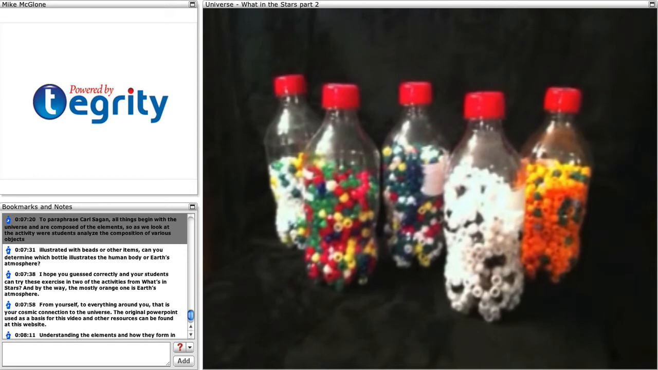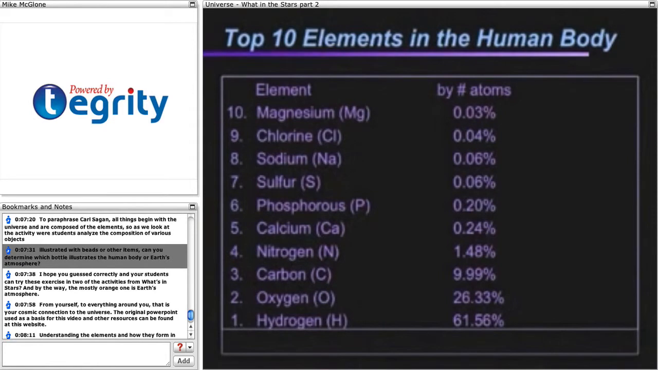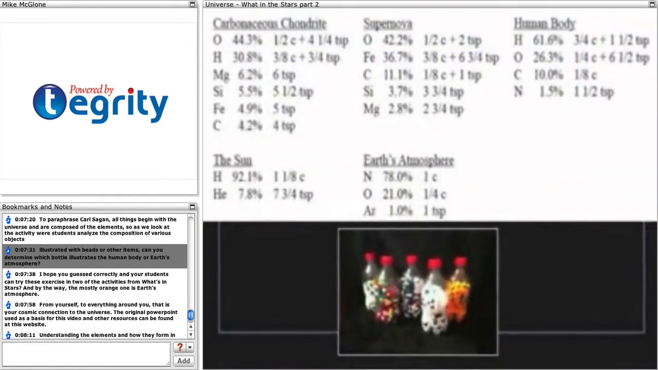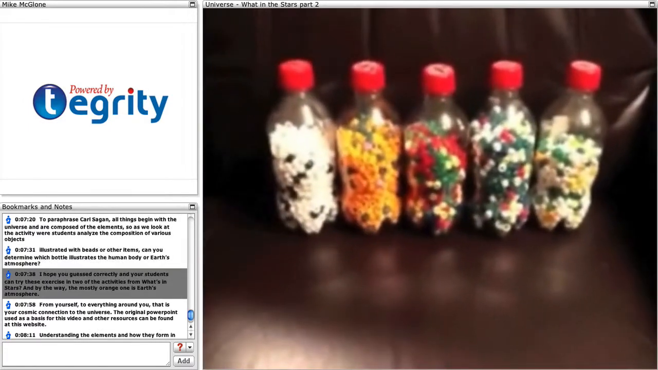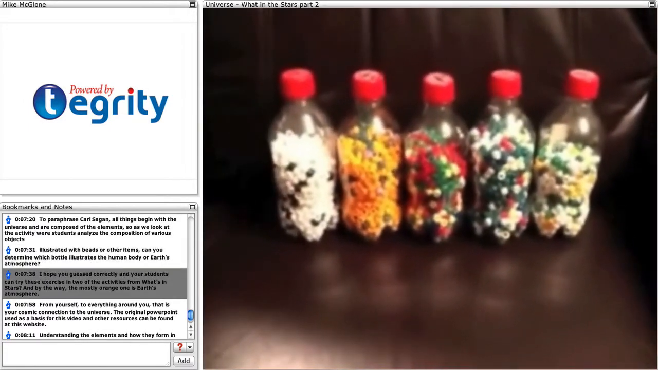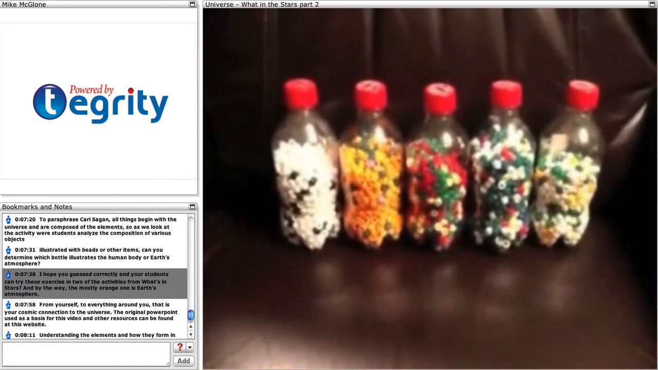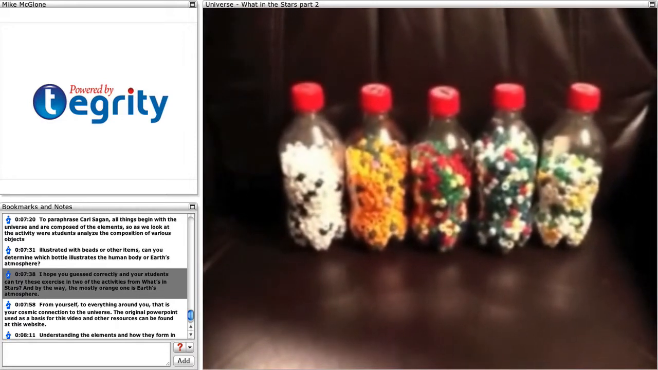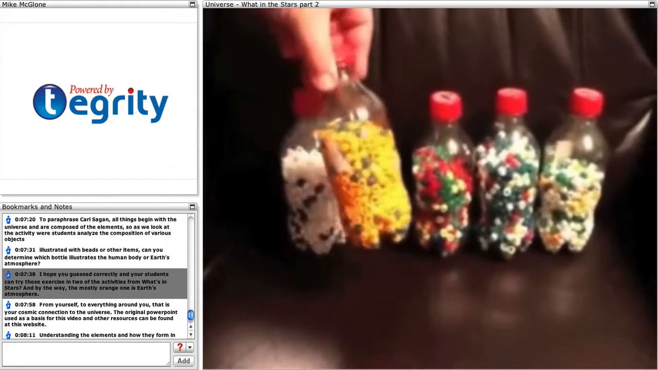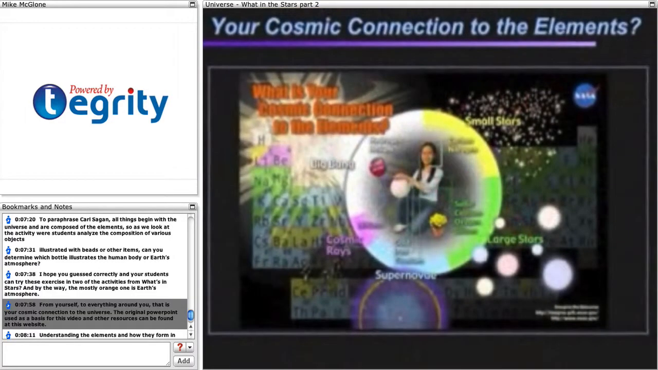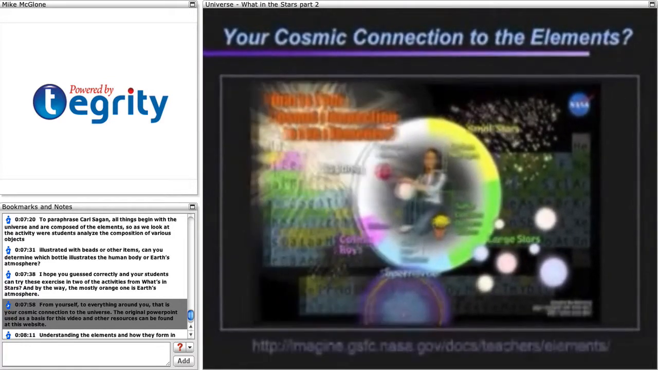So as we look at the activity where students analyze the composition of various objects illustrated with beads or other items, can you determine which bottle illustrates the human body or Earth's atmosphere? I hope you guessed correctly, and your students can try these exercises in 2 of the activities from What's in Stars. And by the way, the mostly orange one is Earth's atmosphere. From yourself to everything around you, that is your cosmic connection to the universe.